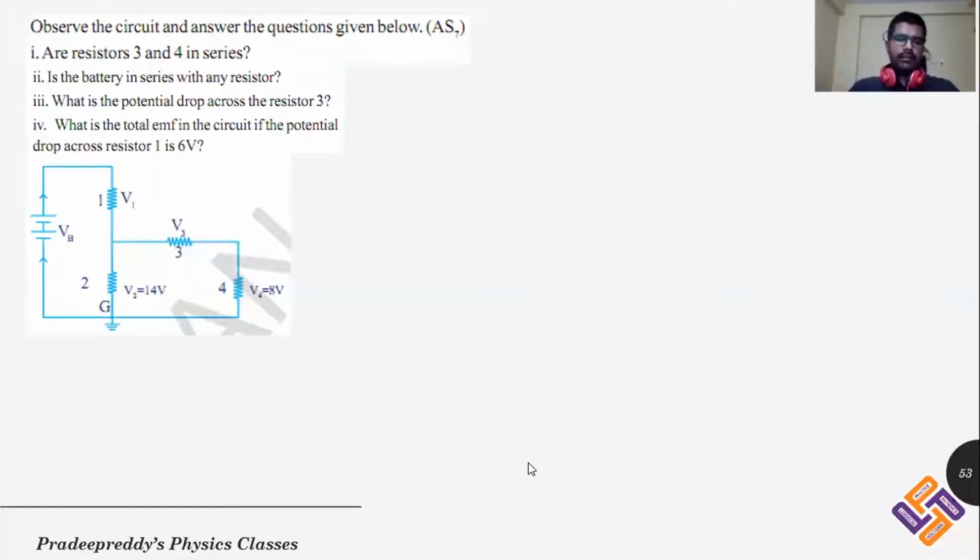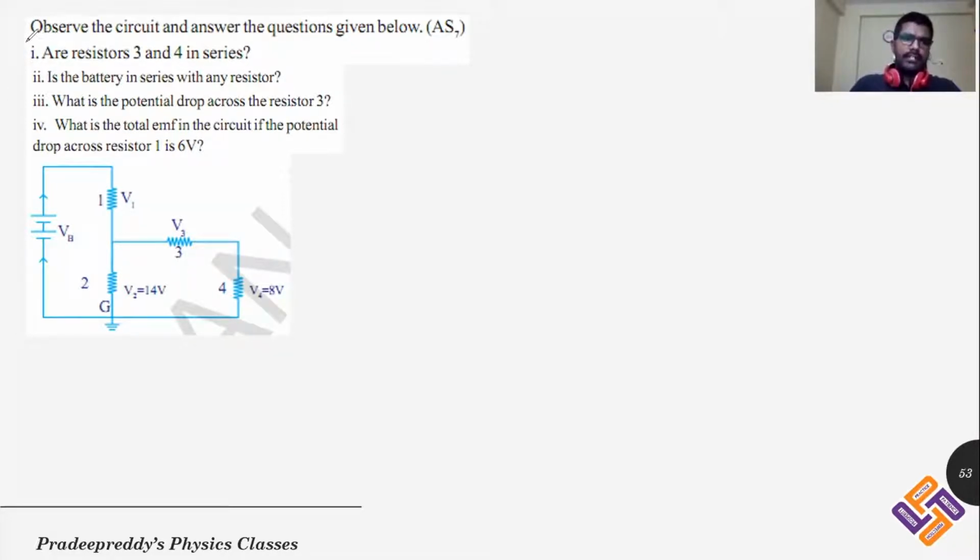Students, we have one question displayed on the screen. Observe the circuit and answer the following questions. We have voltage VB and these are the resistors connected over there: first resistor, second one, third one and fourth one. Four resistors are connected here. We will now answer one by one.